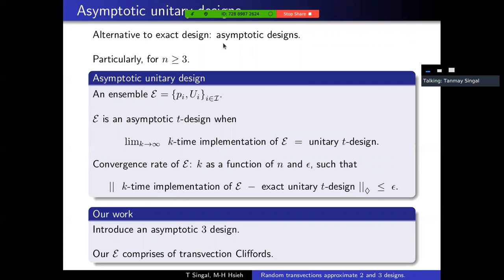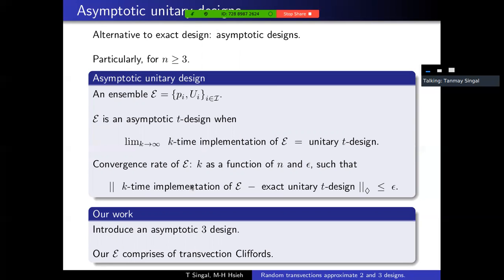Now, what is an asymptotic design? Well, consider an ensemble epsilon. So the ensemble comprises unitaries where the ith unitary occurs with a probability pi. Now this epsilon is an asymptotic T design when its k-time implementation becomes a unitary T design in the k tends to infinity limit.